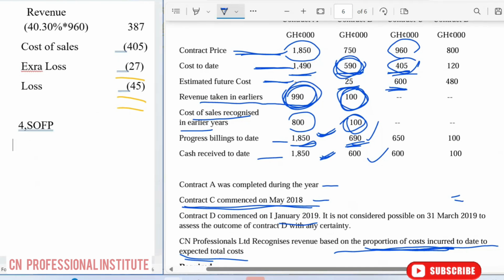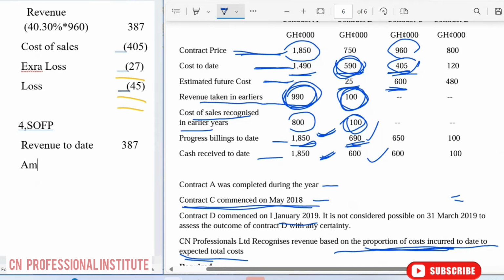We said revenue recognized to date. Don't forget that, revenue to date. And what's our revenue to date? That's the one we did in P&L, 387. That's what we have here, 387. And this is the first time we are recording revenue. So the revenue to date will be the same as the revenue recognized in the P&L.